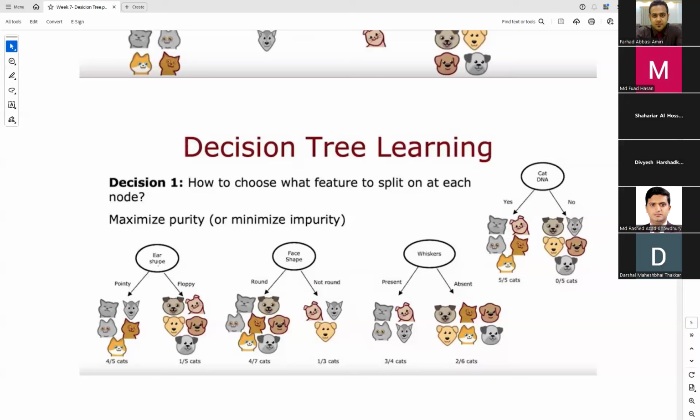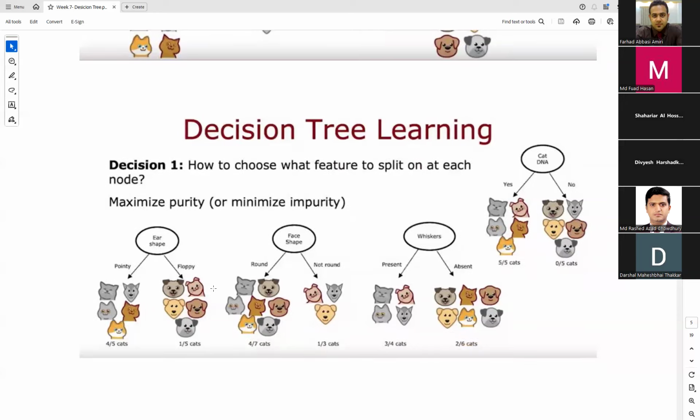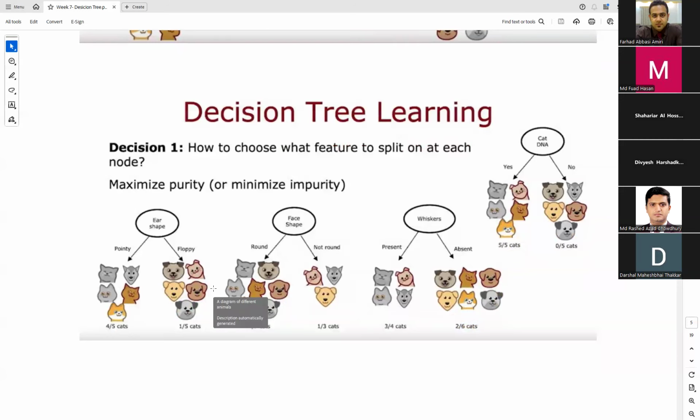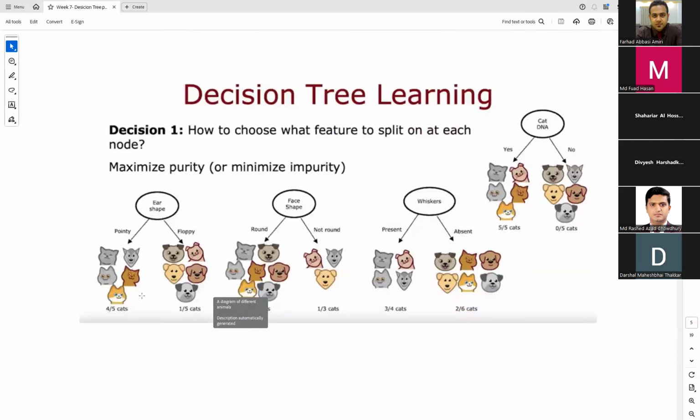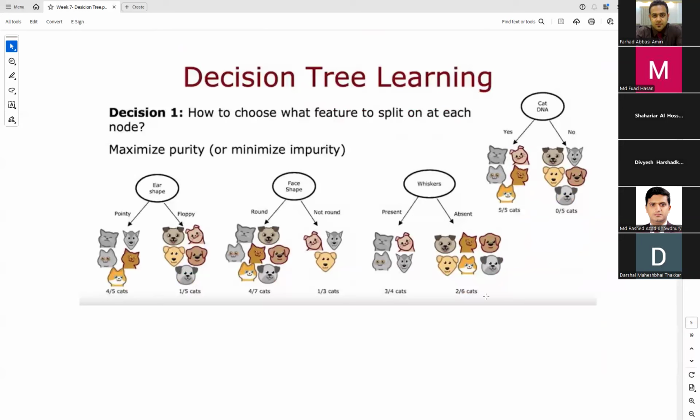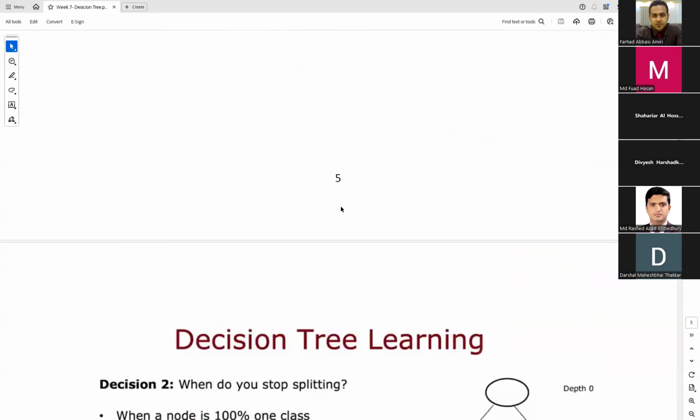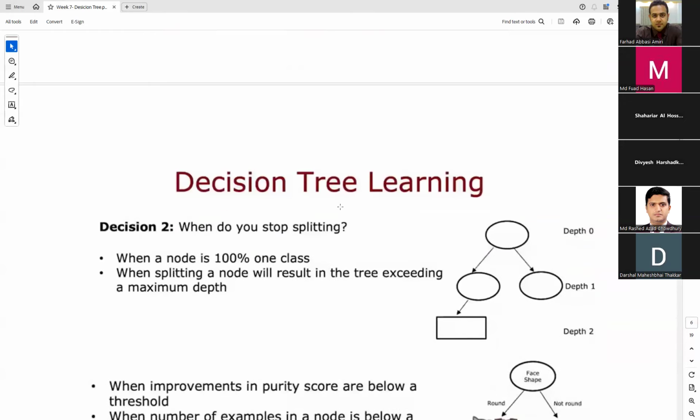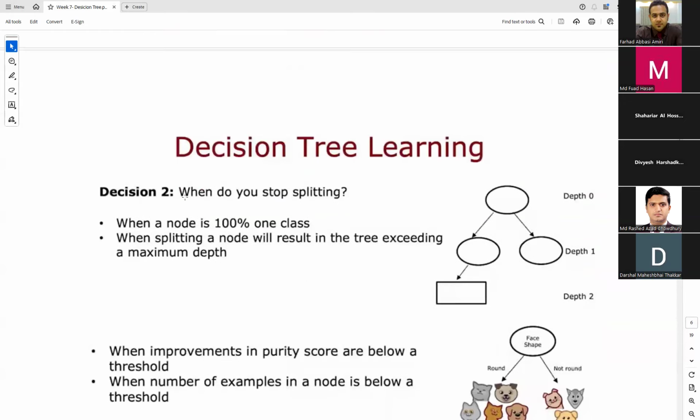Which one deserves to be on the root node, the starting point, right? But I'm going to tell you shortly how these fractions can help us decide which features should be used in the root node at the starting point. But before that, the second question you should ask yourself is, when do you stop splitting?